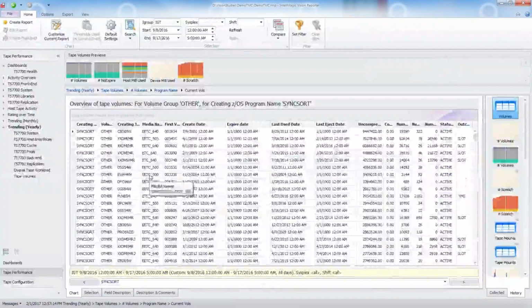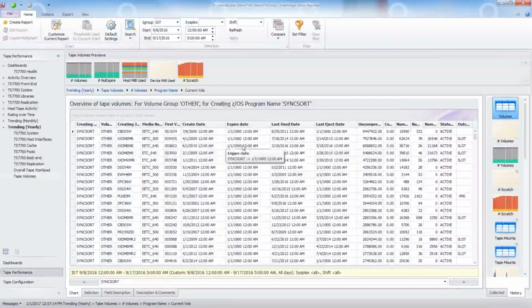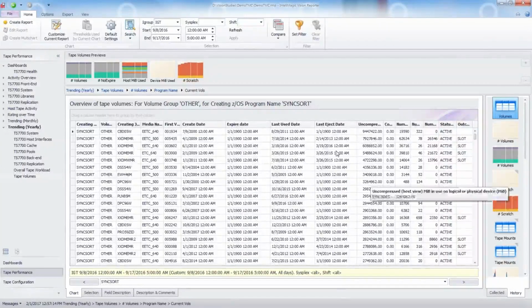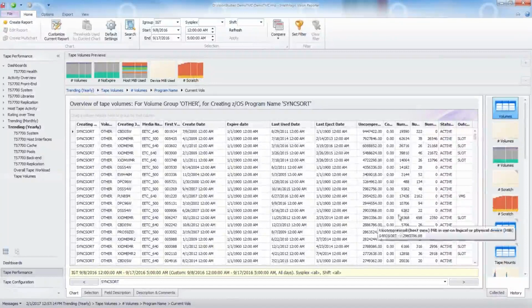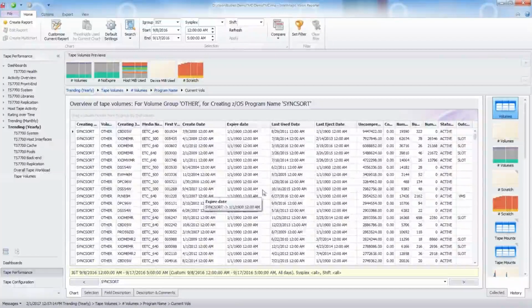But at any rate, it does show you now, here's the detailed specifics about that particular group of volumes. We're looking at the group Other. We're looking at the specific sync sort program name. And these are all the jobs that we know about, all the tape volumes that we know about in the TMC with that particular characteristic.